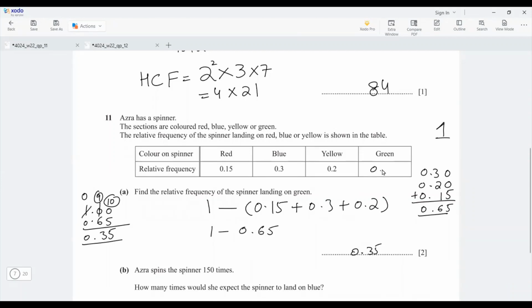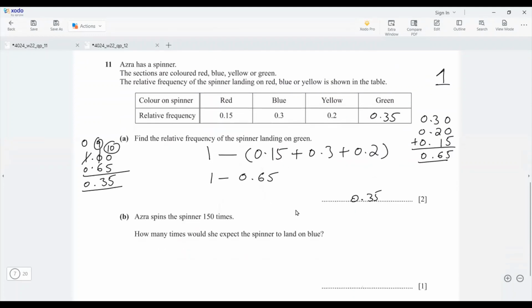It's not asking about, you can say, the expectation of the event of green. It's not asking like this. You can see it's asking for blue. What's the relative frequency for blue? It's 0.3 and it is spinning 150 times.